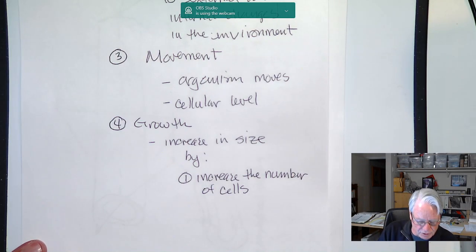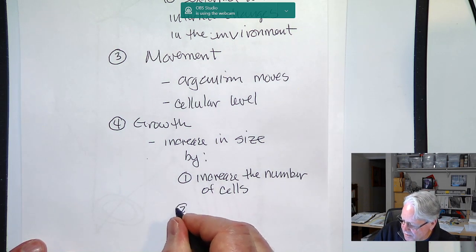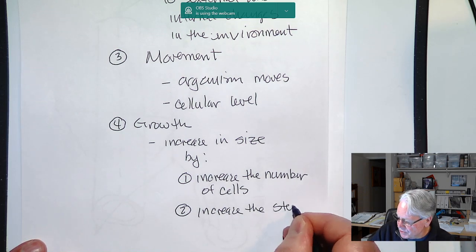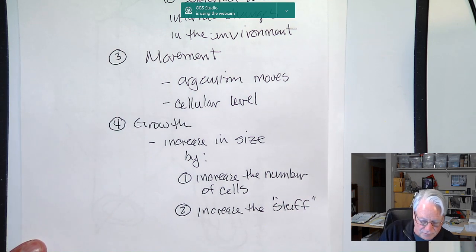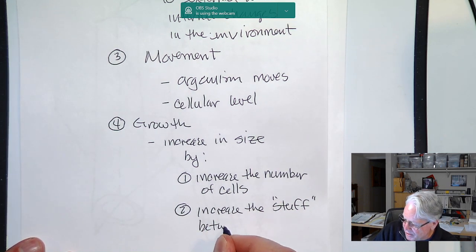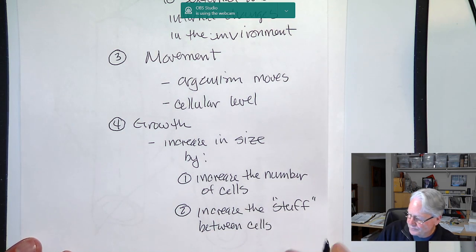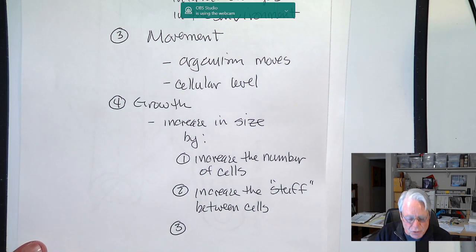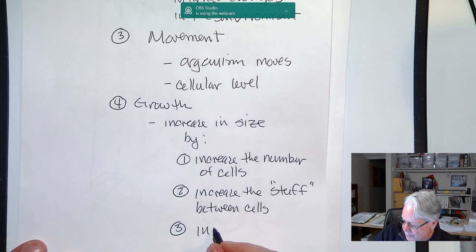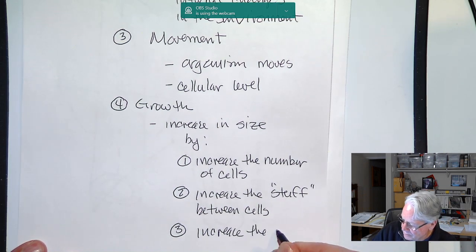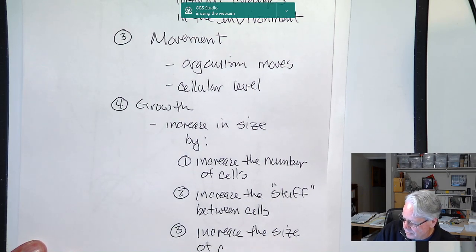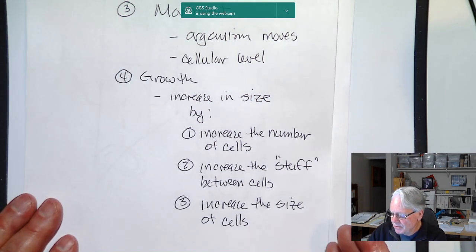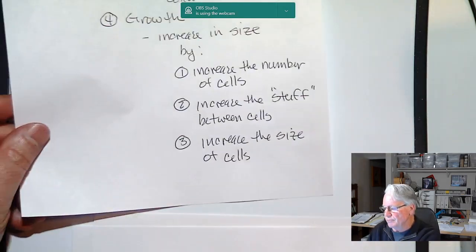That's one way for you to create growth. You can increase the stuff, and this is a very scientific term, stuff, between cells, on the outside of cells. Or you can grow by increasing the size of cells. So all of these mechanisms are possible to fulfill this characteristic that we identify as growth. Okay?